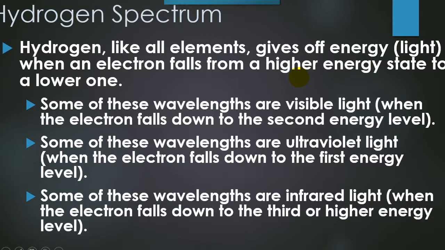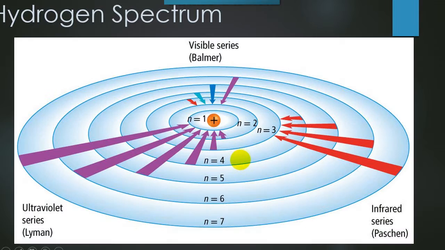Hydrogen, like all elements, gives off energy, or light, when an electron falls from a higher energy state to a lower one. Some of these wavelengths are visible light, that is when the electron falls down to the second energy level. Some of these wavelengths are ultraviolet light, when an electron falls down to the first energy level. And some of these wavelengths are infrared light, when the electron falls down to a third or higher energy level. So the atom gives off light when the electron falls from a higher energy state to a lower one.